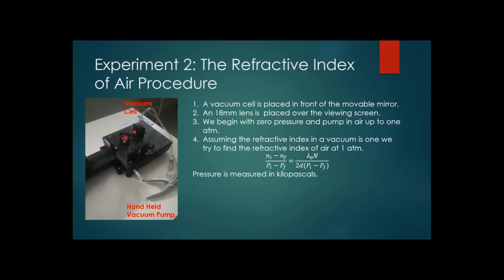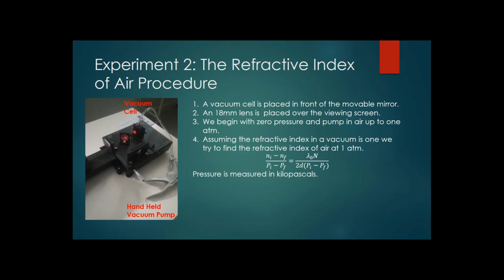Now let's move on to experiment 2. Experiment 2 has a similar setup. This time, however, the movable mirror is kept fixed. A small vacuum chamber is placed in front of the movable mirror, which is then connected to a handheld vacuum pump. The 48mm lens is switched out with an 18mm lens.